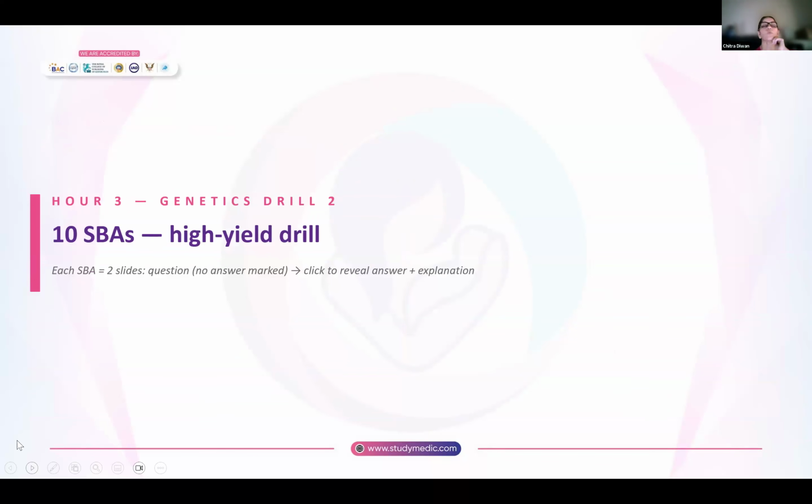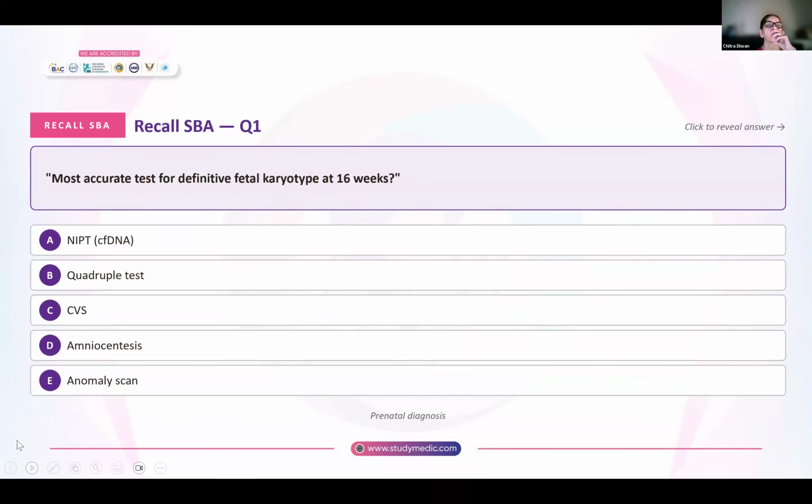So let us see a few SBAs now. Most accurate test for definitive fetal karyotype at 16 weeks. So at 16 weeks, definitely not CVS. They are saying it is definitive, not screening, so it is not NIPT. It is not even the quadruple test. CVS is out of the question. Anomaly scan is not for karyotype. So you're left only with the option of amniocentesis.